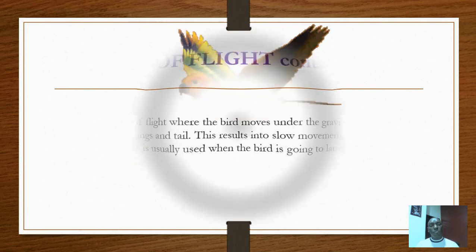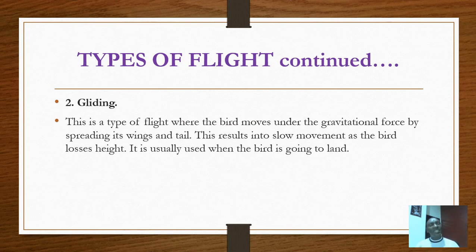We have another form of flight known as gliding. Gliding is a type of flight whereby the bird simply moves under gravitational force. What happens? The bird spreads its wings and tail and simply moves within the air, but under gravitational force. Because it is moving under gravitational force, the bird will not keep up. It will lose height, coming down. Remember, gravity is a force that pulls down. So in gliding, the bird spreads the wings, spreads the tail, and moves in air, but under gravity.